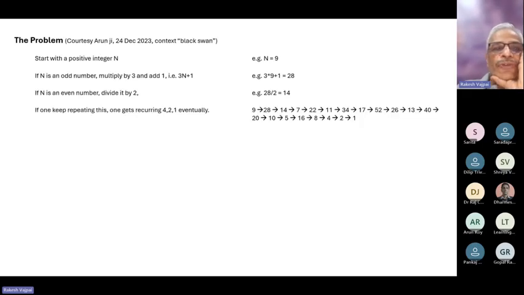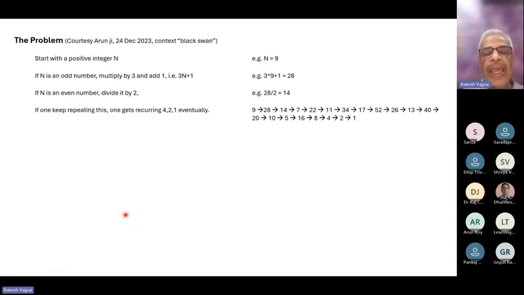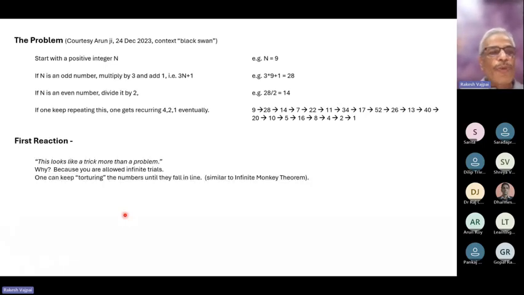And if you continue this, regardless of which number you start with, it would eventually lead you to 4, 2, 1 as a recurring thing. Thereafter it keeps recurring as 4, 2 and 1. So this is the problem, and this is, I would say, the conjecture. It has taken a lot of time and years, and still it has remained an unsolved problem.